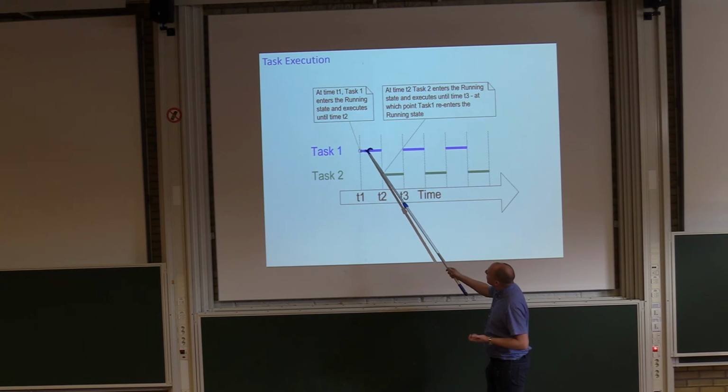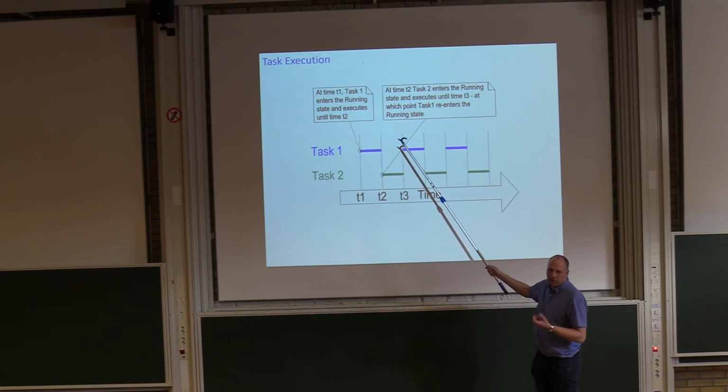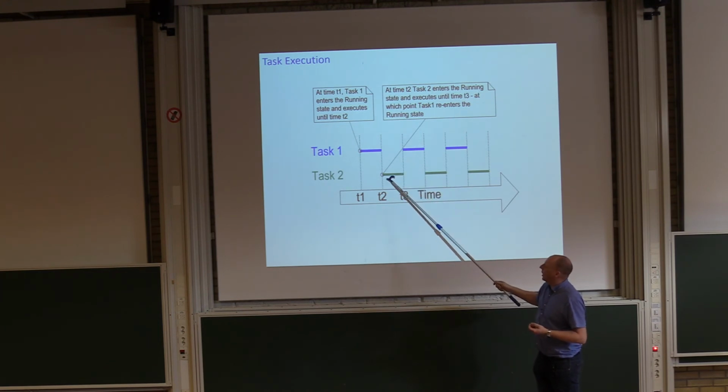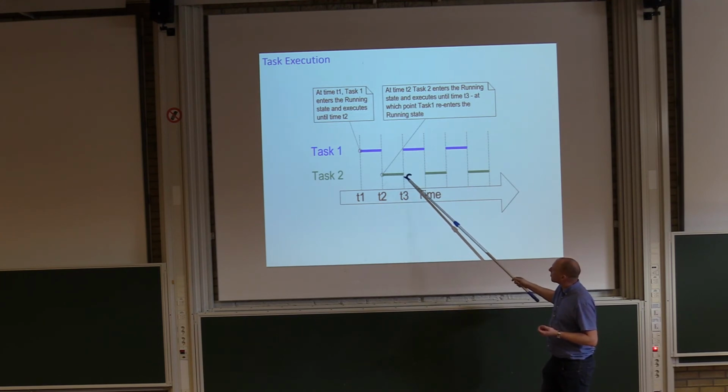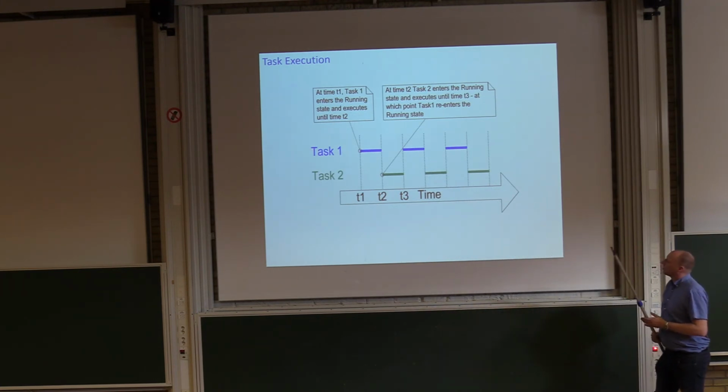Okay, so task number 1 starts to execute, and then after some time, since they have the same priority, it will be preempted and task number 2 will start to execute. It will execute for the same amount of time, or clock cycles, and then go back to task number 1, and so forth. So it will continue like that.